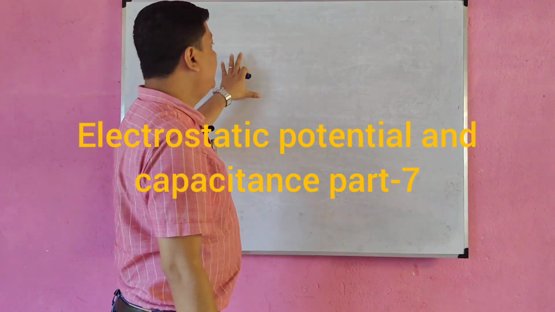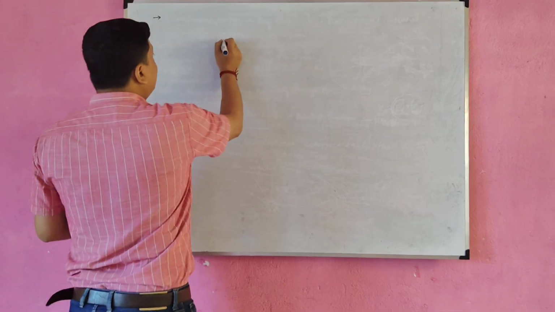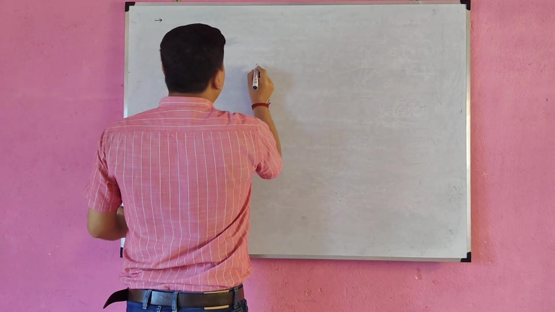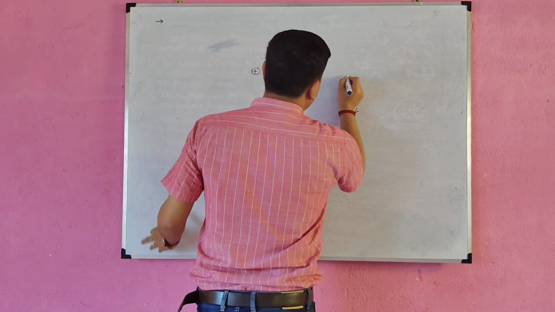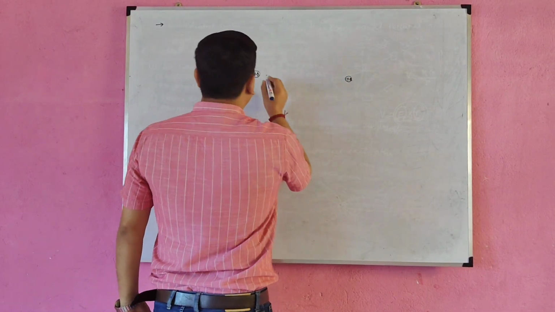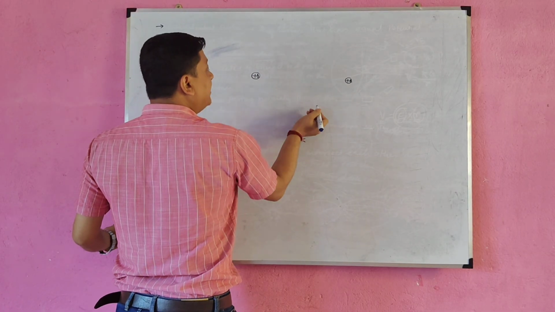So the next one is what? For two positive charges, what will be the pattern of the equipotential surface? Suppose this is plus charge, this is plus q charge. For these plus q charges, both are repelling each other.